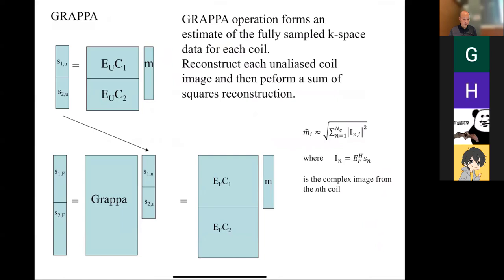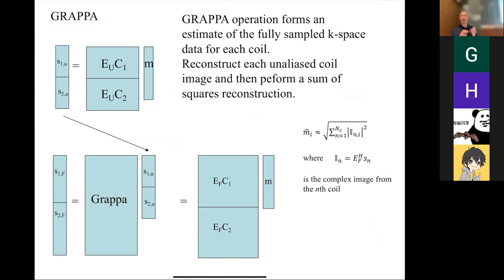The way GRAPPA works is we start off with this undersampled data, and then we use that trick to create a full Fourier estimate. We go from this undersampled K-space data and fill in all the missing points to get a full Fourier data set. So we're basically converting the problem into one where we have all the data we need. Then from each of these, we can come up with an estimate of the image, and then we just do a sum of squares. So it's a nice way of doing it.